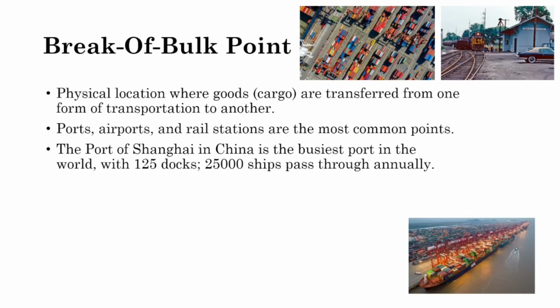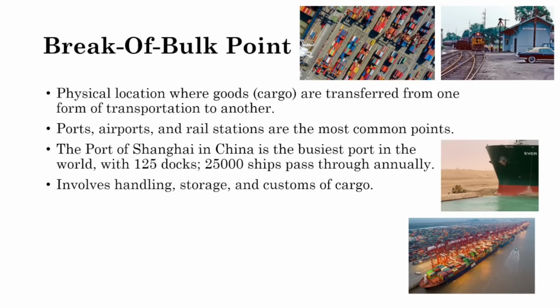The Port of Shanghai in China is the busiest port in the world. It's a common break of bulk point. It has 125 docks and 25,000 ships. Look how big these ships are and how much cargo is on these ships. 25,000 ships pass through annually, which is pretty insane. And break of bulk points like the Port of Shanghai involve handling, storage, as well as customs of cargo. And customs, we're looking at tariffs and taxes and all that fun stuff.